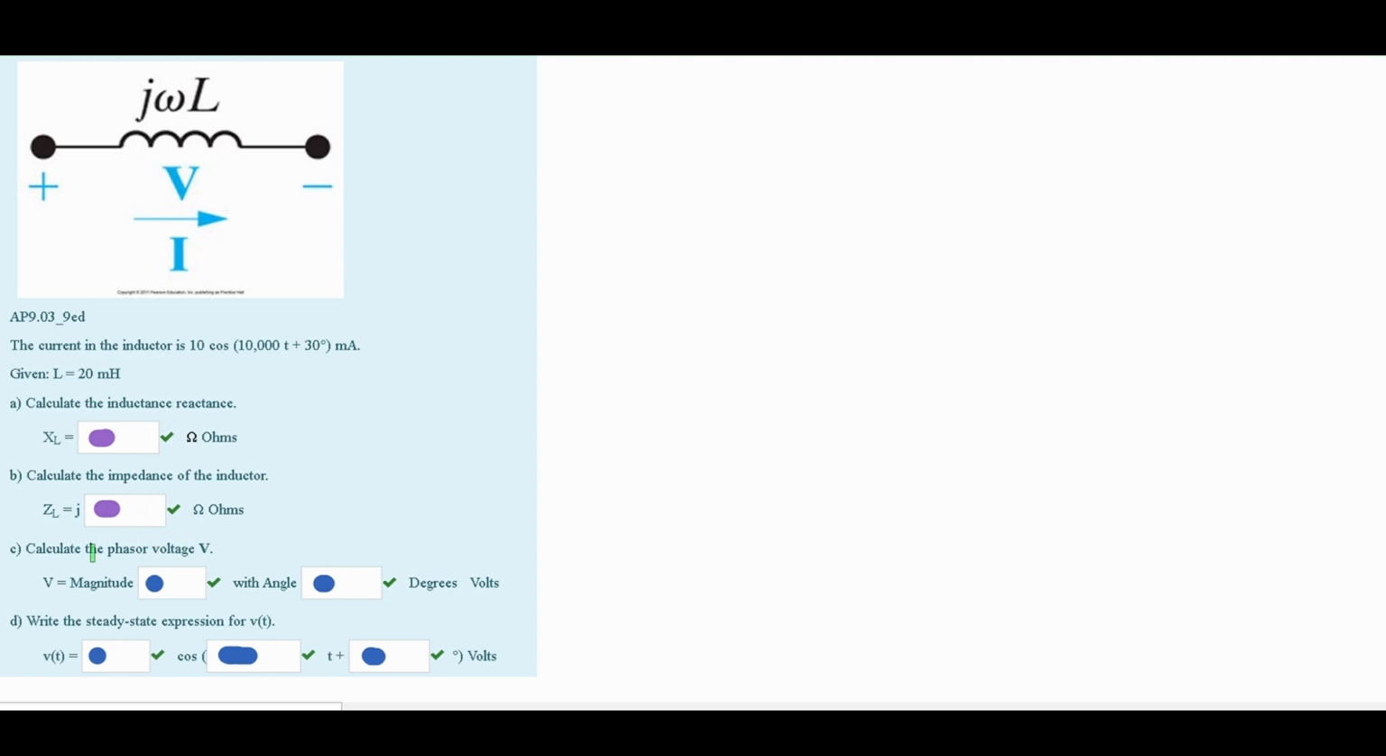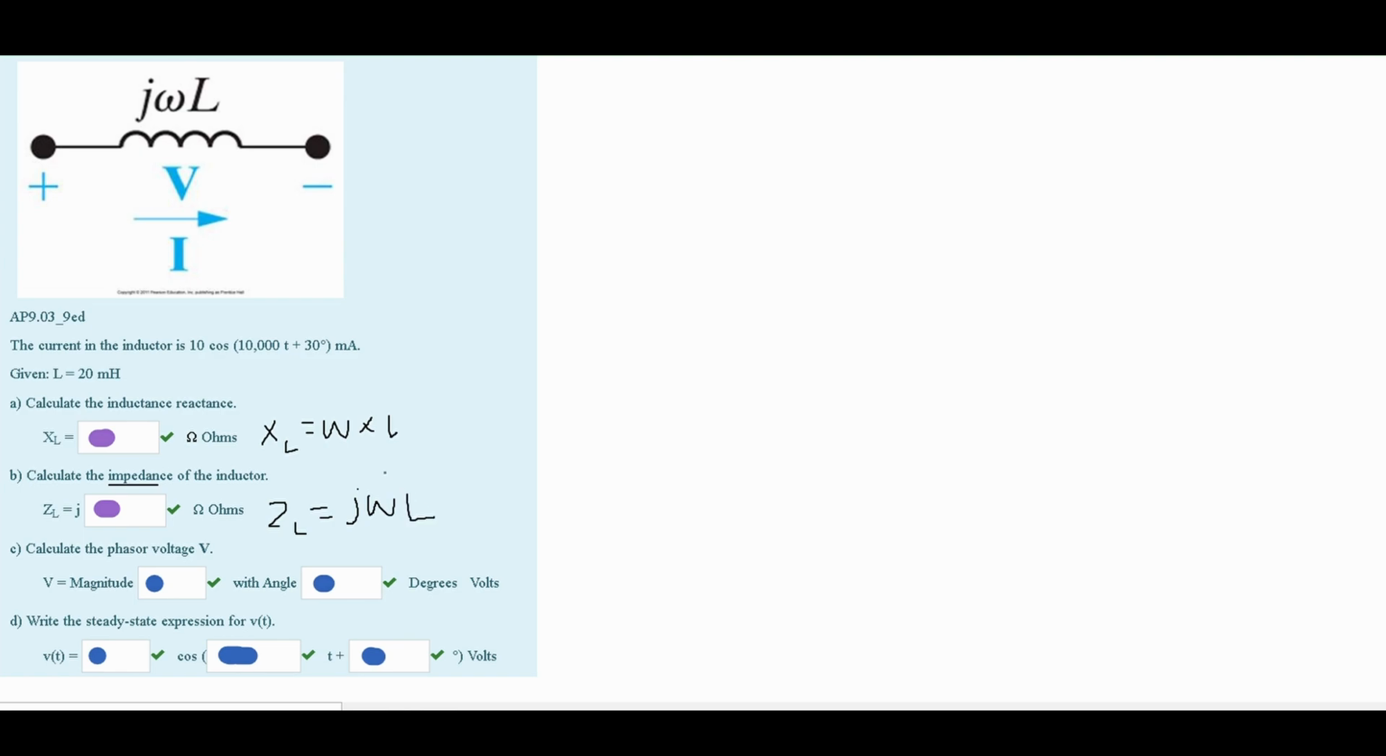Then we need to calculate the phasor voltage and then write a steady state equation for it. So I'm going to solve A and B together, where we need to calculate the reactance and impedance of our inductor. This is going to be a very similar formula. The base of it is that our X of L is equal to our omega times our inductance. For our Z of L, it's almost the same thing, except for impedance, and very important, the reason why we're going to modify this is that we have a j out front. So it's going to be j times our omega times our L.